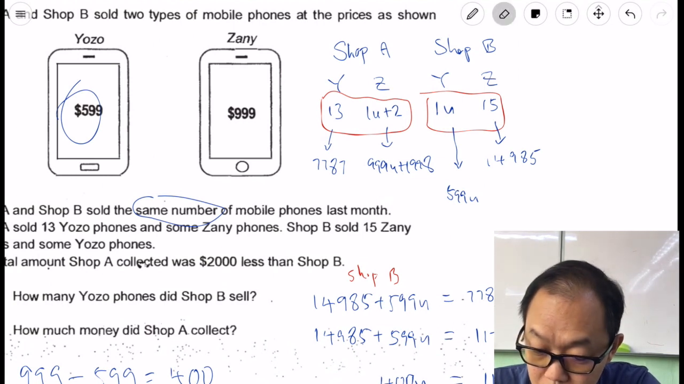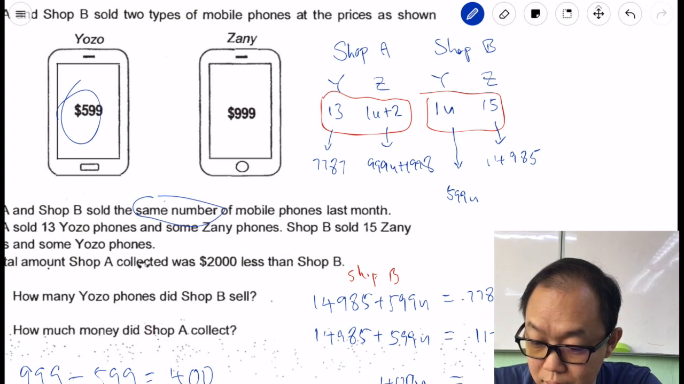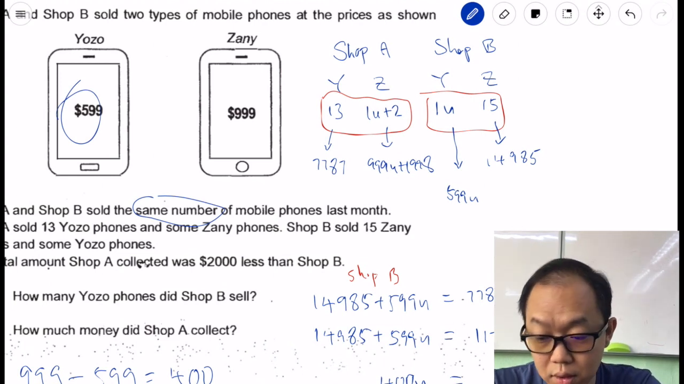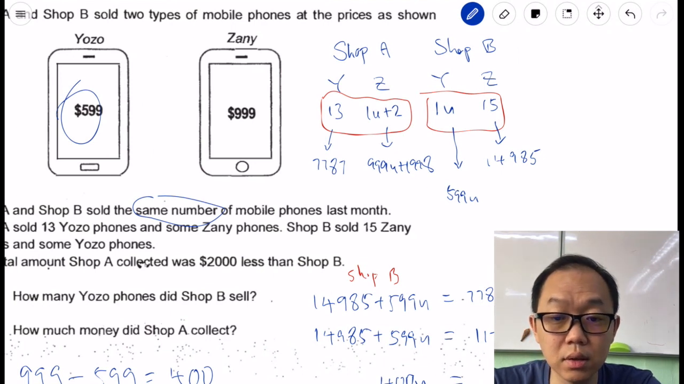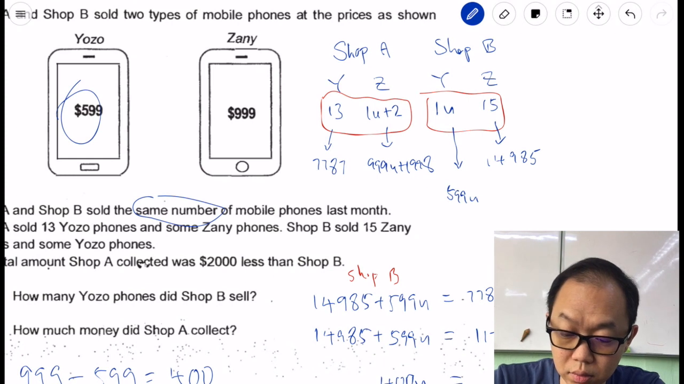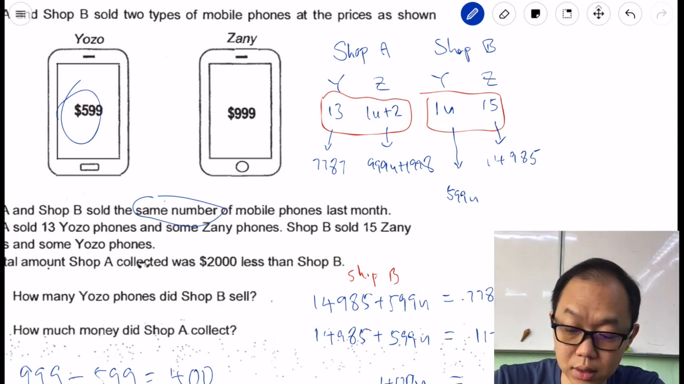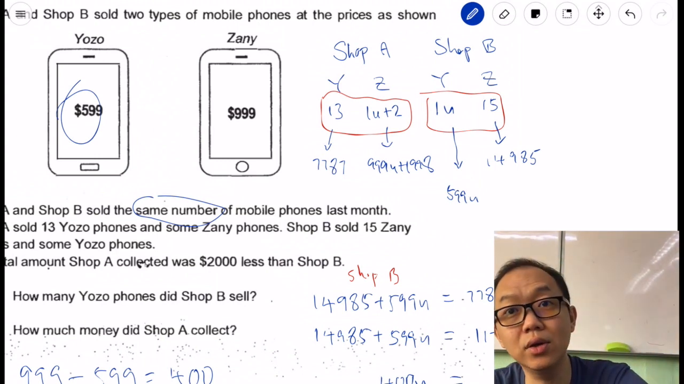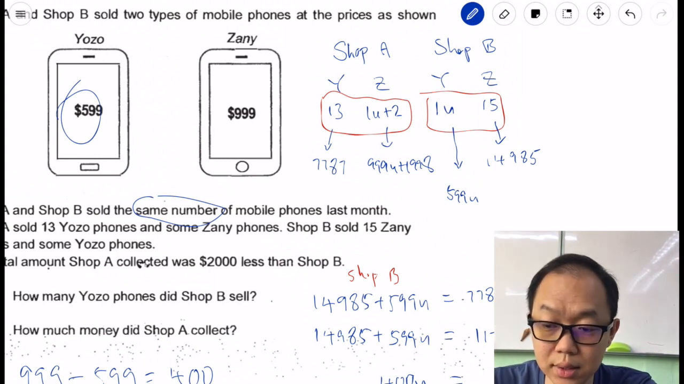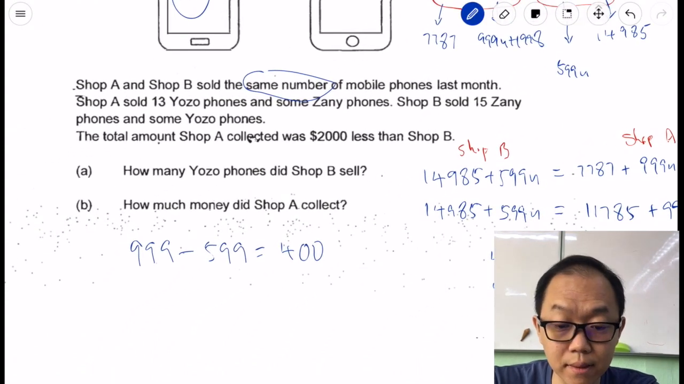Sorry, this should be the other way around. So minus 11785, 985 minus 11785, 3200. So 1U will be divided by 400, 8. Okay, so 8. That means the number of Yozo phones sold is 8.